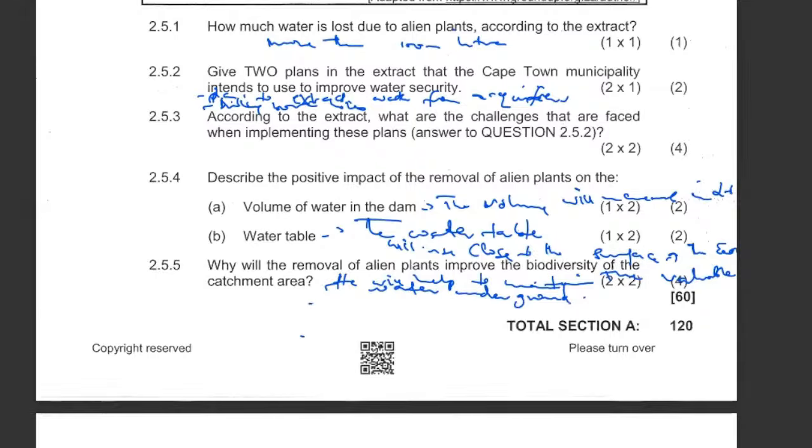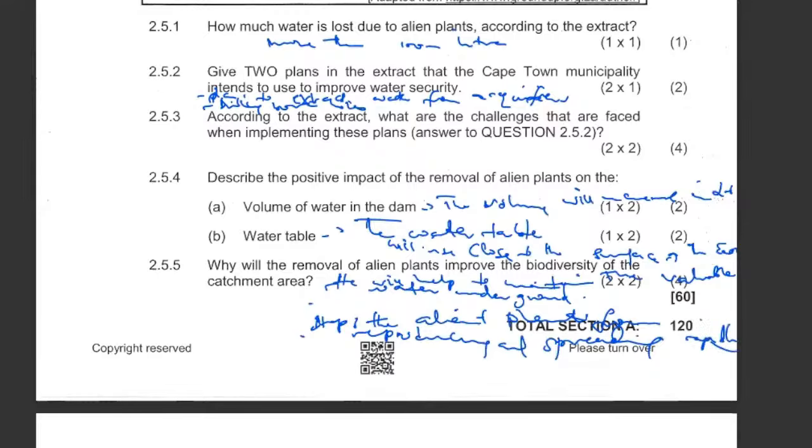We can also give the second reason as it helps to stop the alien plants from reproducing and spreading rapidly into space. It also helps to keep water for the valuable indigenous plants.